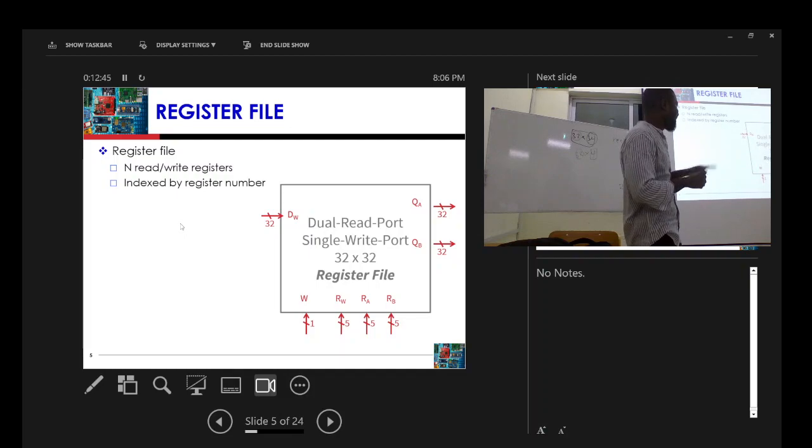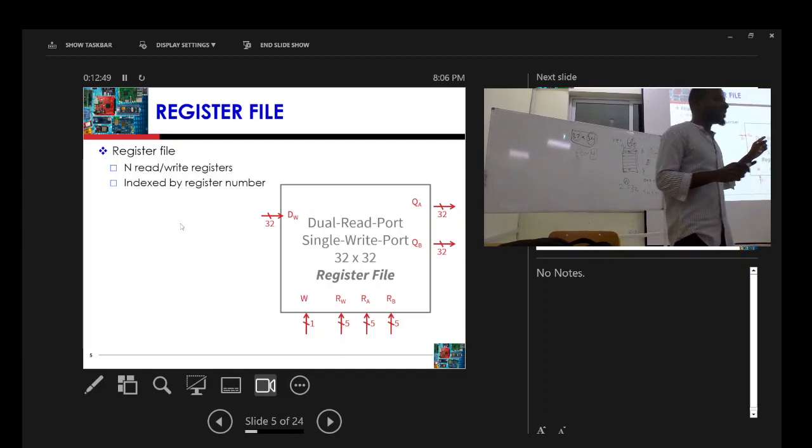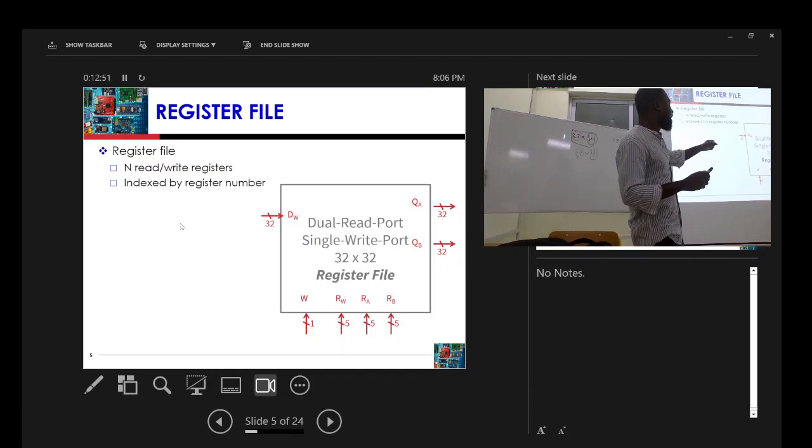So now, algorithm, very important. Write address, right? Now, we have two read ports, right? So I should be able to select each read port. So it means that I need two read addresses. So RA and RB are the read addresses.